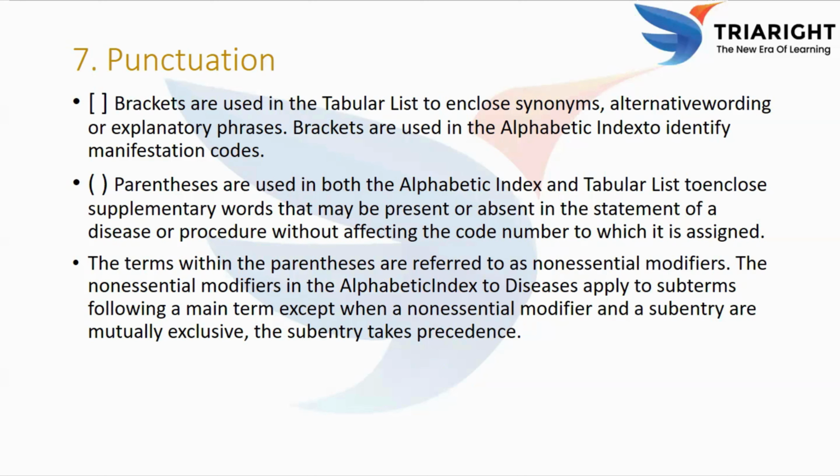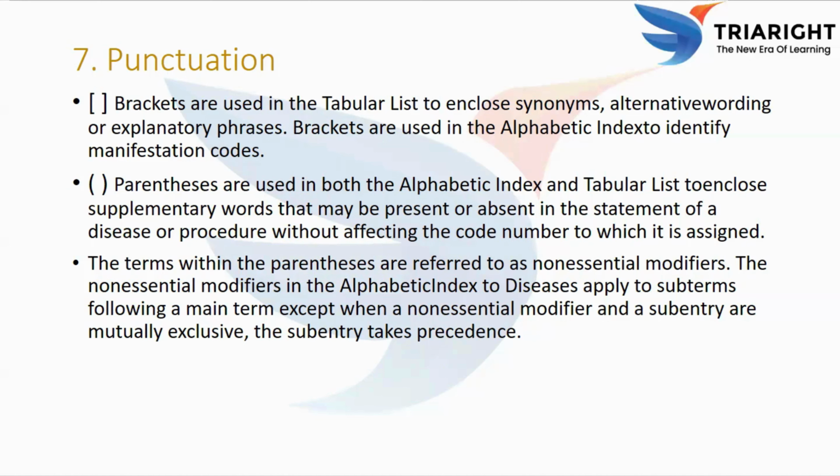So punctuation may be in the form of brackets or parentheses. You can see over here what are brackets and what are parentheses. These brackets are used in the tabular list to enclose synonyms, alternative wording, and explanatory phrases. They are used in the alphabetical index to identify the manifestation codes. Manifestation codes are the secondary codes that show the manifestation of an underlying condition.